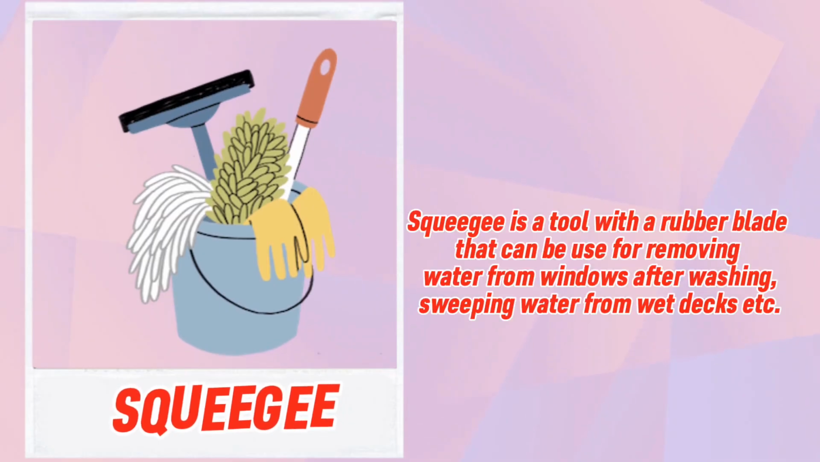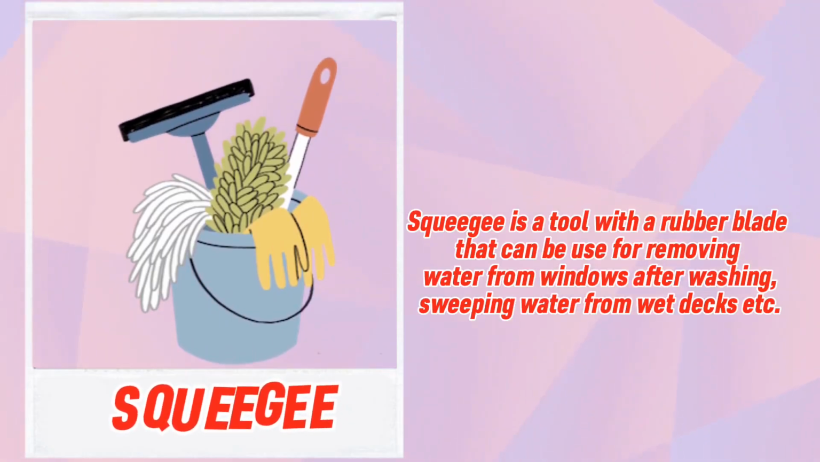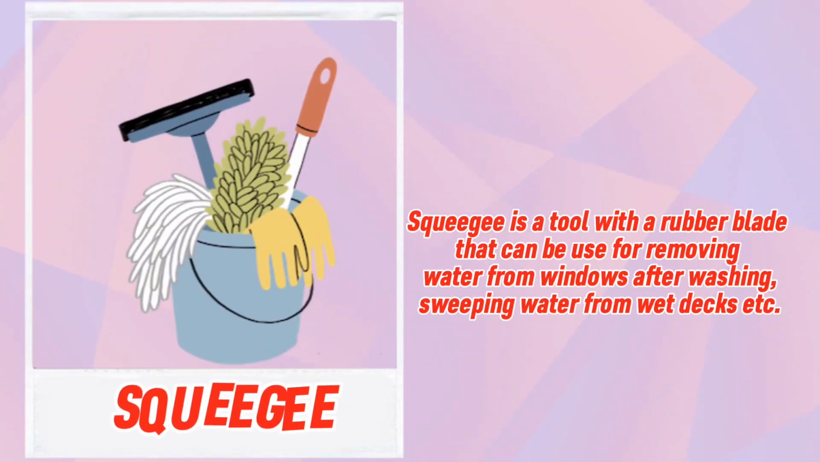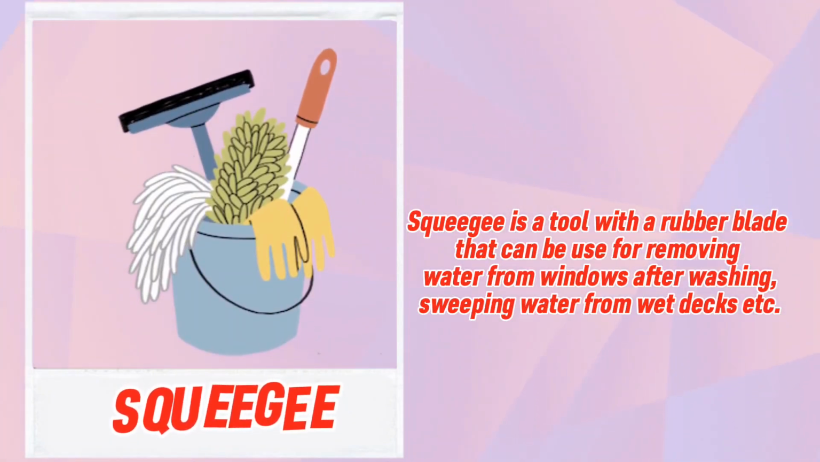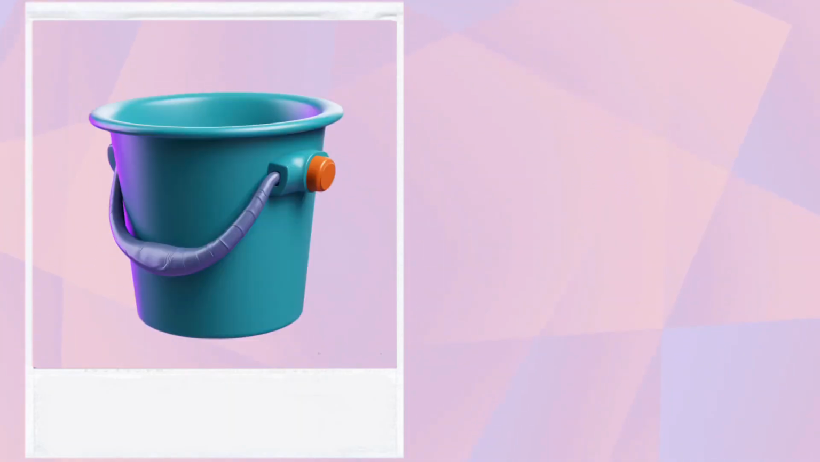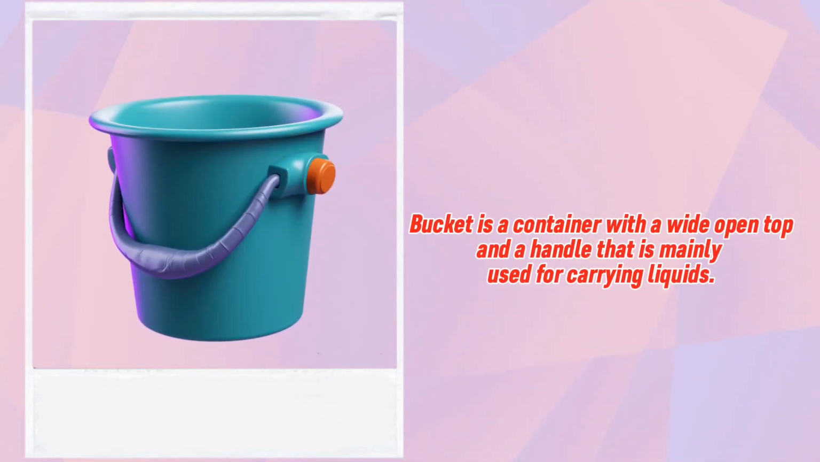Squeegee. Squeegee is a tool with a rubber blade that can be used for removing water from windows after washing, sweeping water from wet decks, etc. Bucket. Bucket is a container with a wide open top and a handle that is mainly used for carrying liquids.